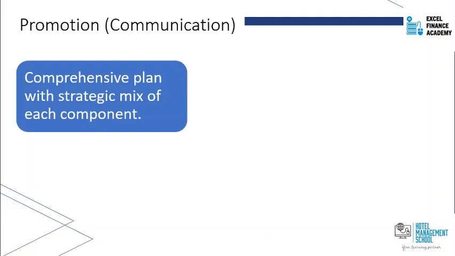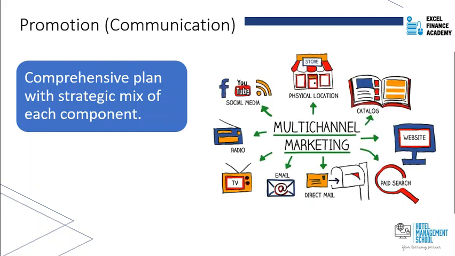Promotions. It's a comprehensive plan with a strategic mix of each component. All the components, there are 5 components, right? We just discussed advertising, social media marketing, promotions, direct sales, or other kinds of channels. The mix will depend on each product cycle and is different for each market.